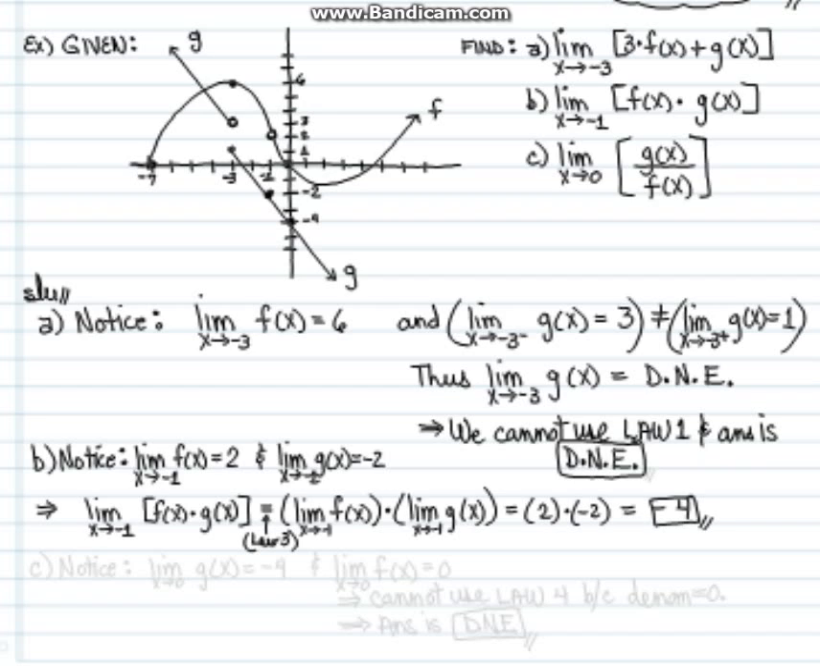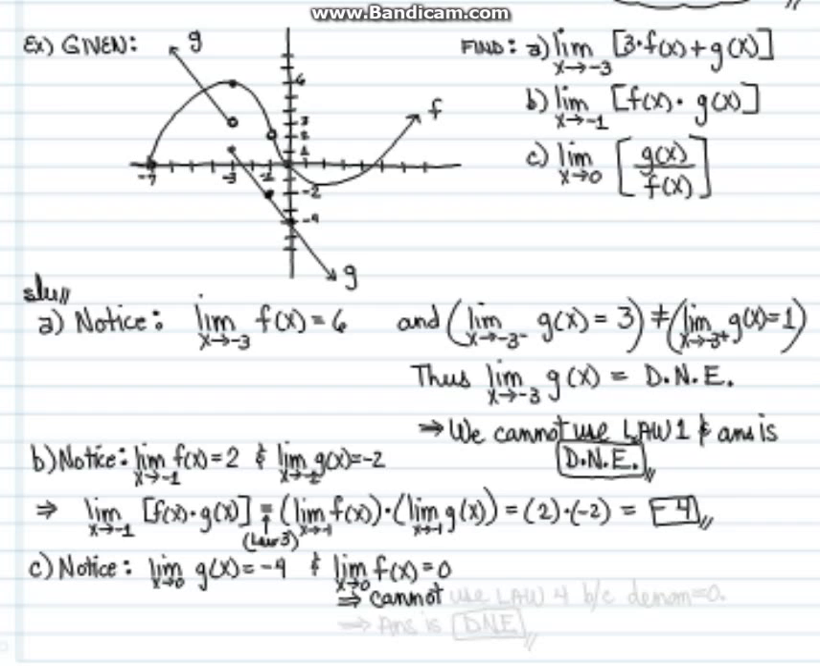We're done. And part C, they want us to find the limit of a quotient, g of x over f of x, as x approaches 0. Well, first notice that the limit as x approaches 0 of g of x is -4. Everything's cool there. But the limit as x approaches 0 of f of x, the curve, well, look what happens on the curve as we approach 0. As we approach 0, the answer is 0. The y partner is 0.